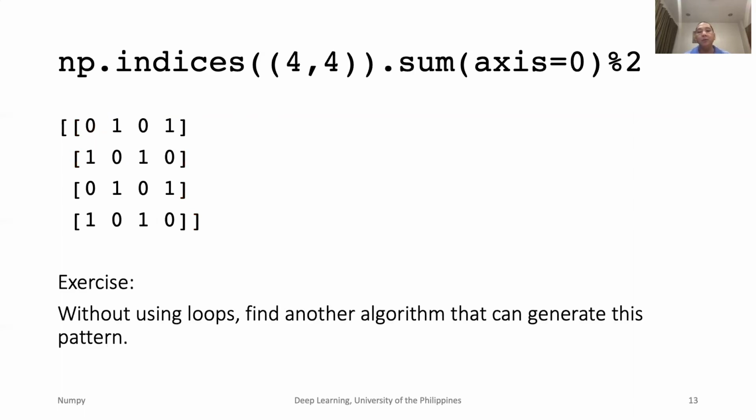Taking the modulo 2 generates the chessboard pattern, which we can upsample using the repeat method to generate a 4 by 4 grid of 96 by 96 pixel chessboard pattern. As an exercise, you might want to find another way to generate this pattern without using loops.